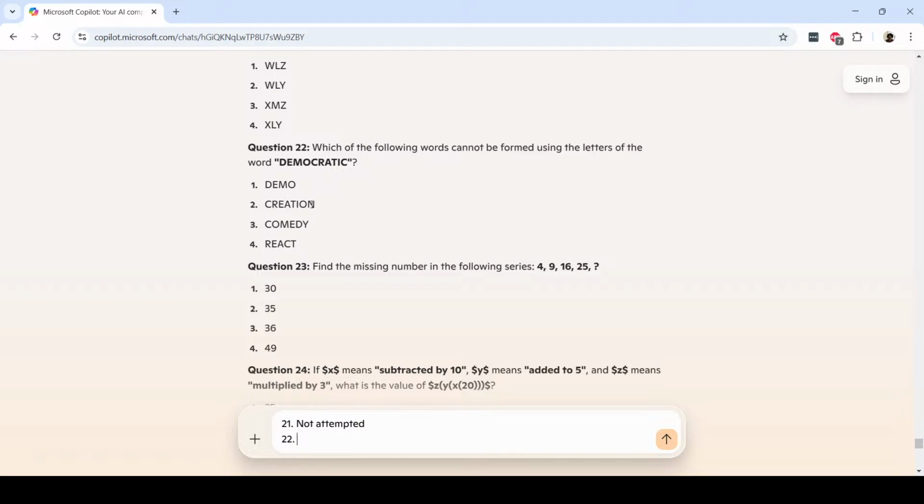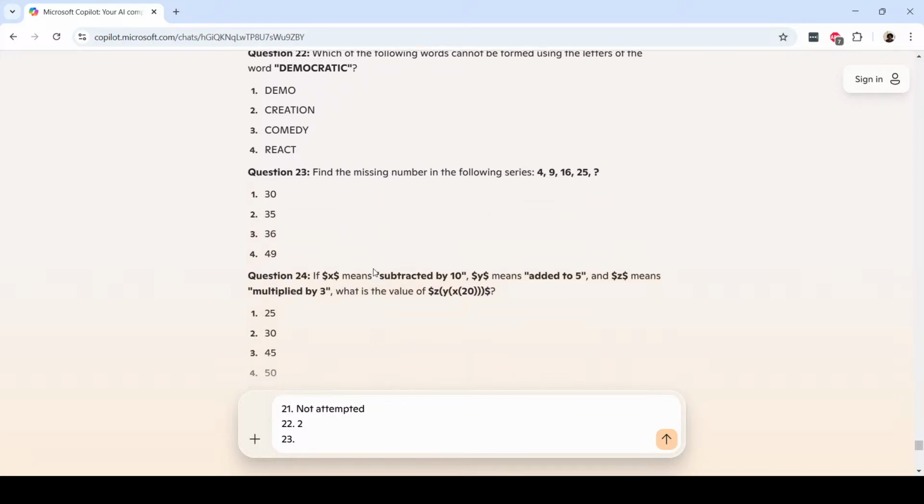RECATIO, N is not there. And reactor, REACT, all five is there, and demo is also there. So two options are not there. Okay. Here we have multiple answers, so we'll just go with two and then we'll see.